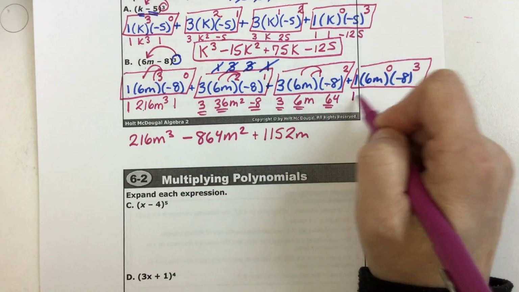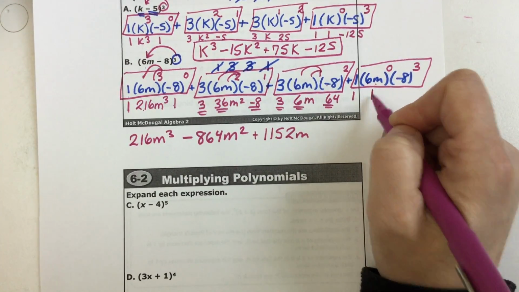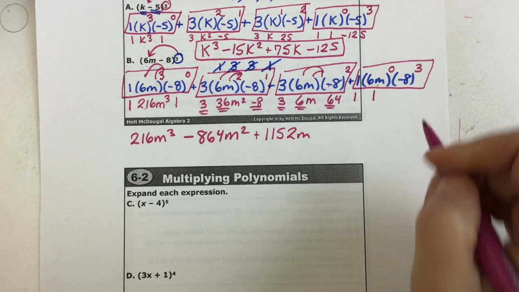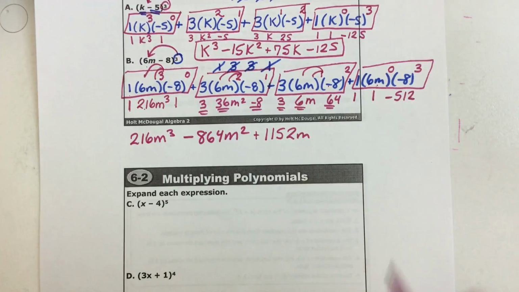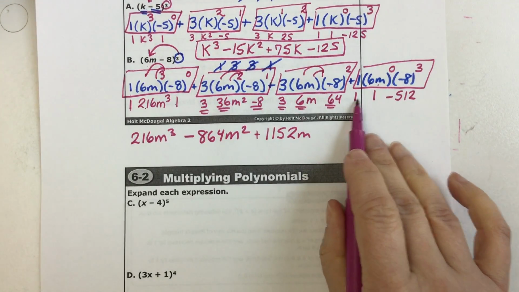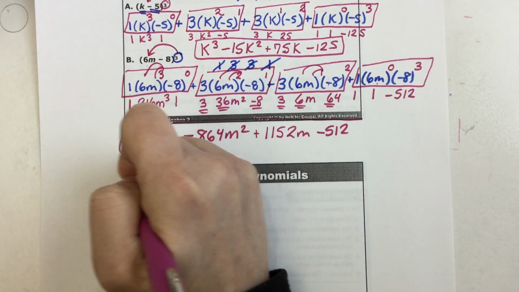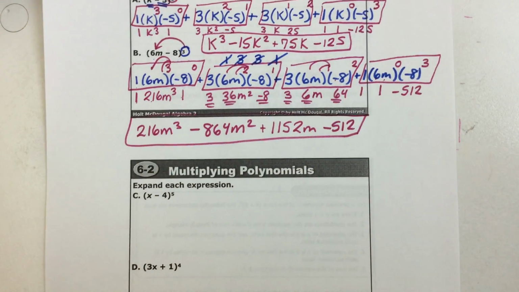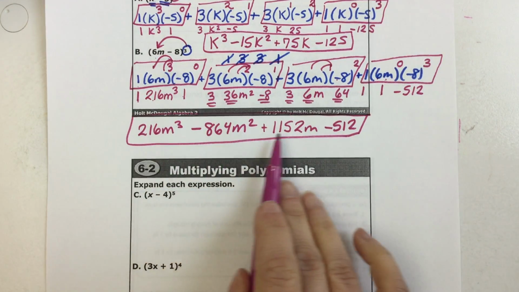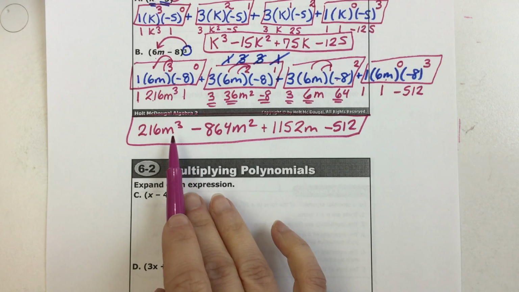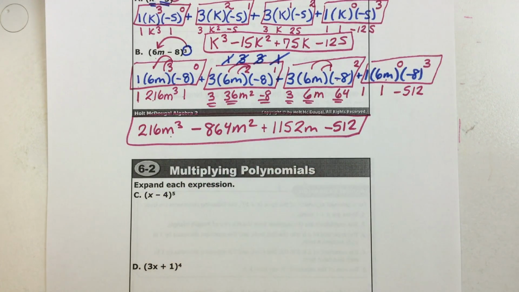Last piece, 1. 6m to the power of 0, anything to the power of 0 is a 1. Negative 8 times negative 8 times negative 8 is negative 512. 1 times 1 times negative 512 is negative 512. That's your final answer and you're done. Notice all of the like terms are already combined. Standard form, 3 m's, 2 m's, 1 m, no m.